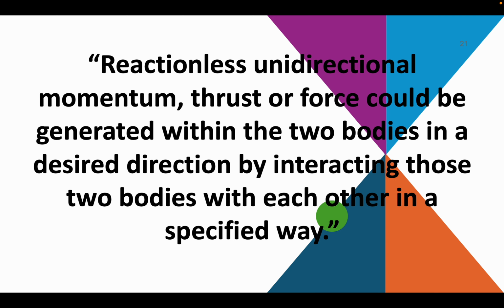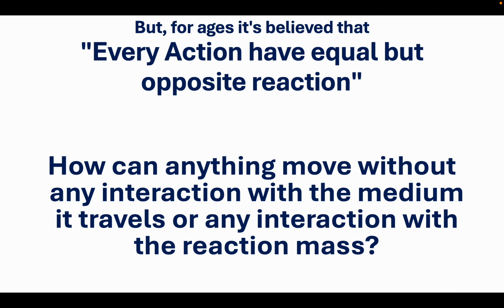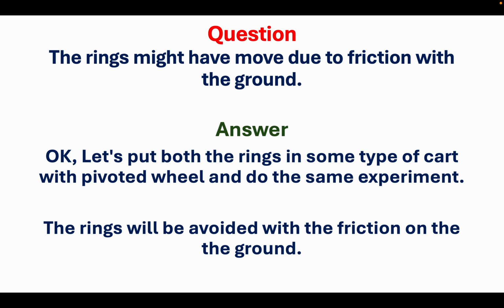Reactionless unidirectional momentum, thrust or force could be generated within two bodies in a desired direction by interacting those two bodies with each other in a specified way. You don't have to push anything backward to move forward, but two bodies interact with each other, generate force through that interaction and move forward. But for ages, it is believed that every action has an equal but opposite reaction. How can anything move without any interaction with the medium it travels or any interaction with the reaction mass? There is no rocket mechanism, there is nothing. But the bodies have moved forward.